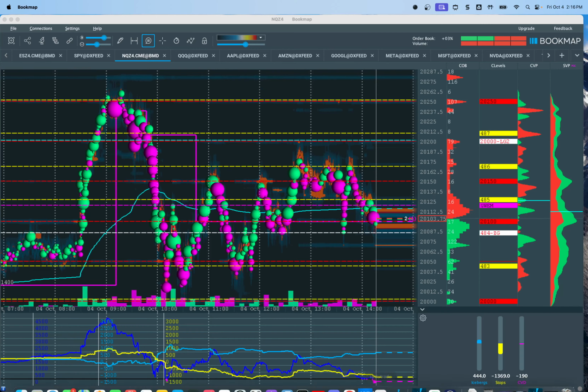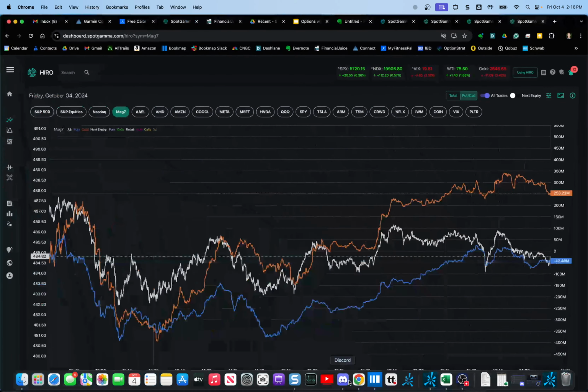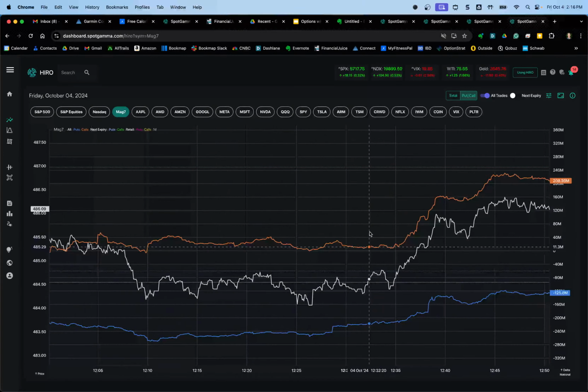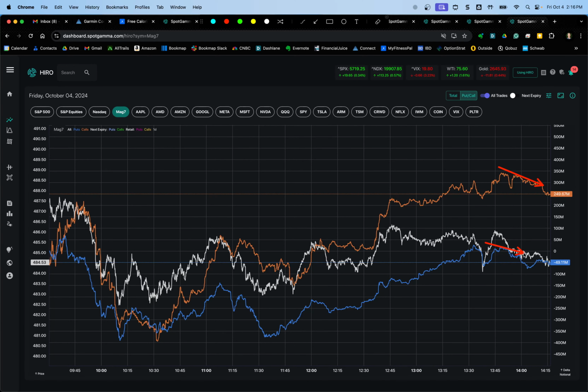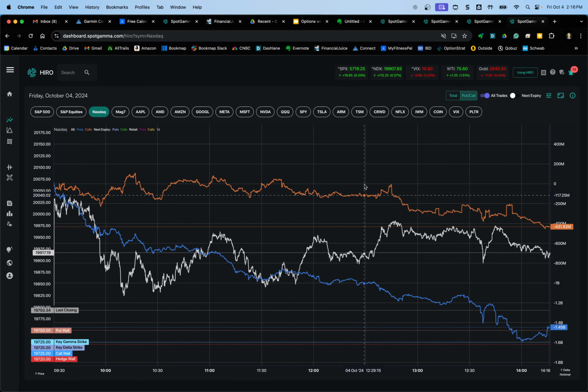All right, let's go back to Hero. So the Mag 7 stocks, it looks like now that the options traders have taken the foot off the gas, started selling calls, started buying puts. Price is starting to move lower. And again, the index signal is bearish today. Traders net for the day are selling calls and buying puts.